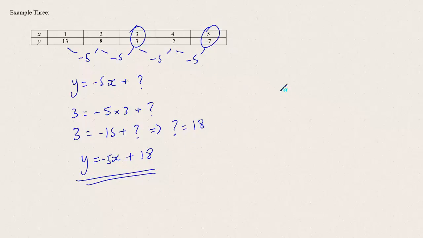Let's try another pair of values. So y is going to be negative 5 times 5 plus 18, which is negative 25 plus 18, which is negative 7. So that does work, and this is the correct formula.